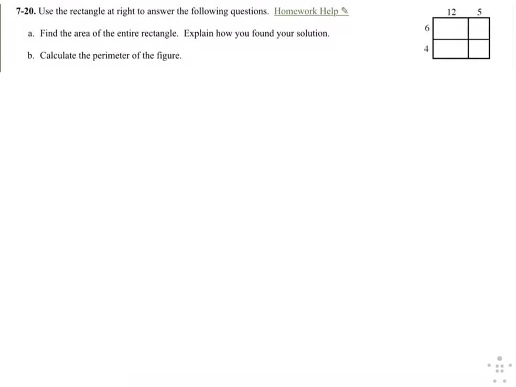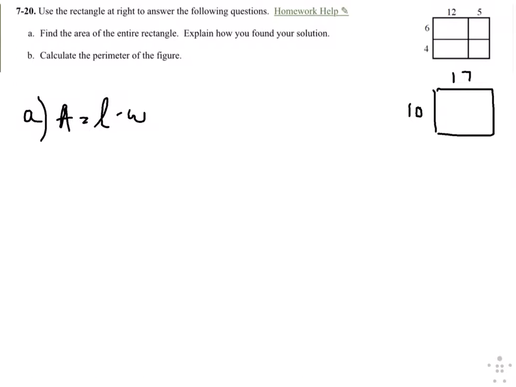Well, there's 2 ways to do it. I could find the area of all 4 and add them up, or I could just say that what I really have is this rectangle that's 10, right? 6 plus 4 by 17. I think that's easier. So for A, I'm just going to take the area equals length times width. So the area equals 17 times 10. So the area equals 170 units squared.